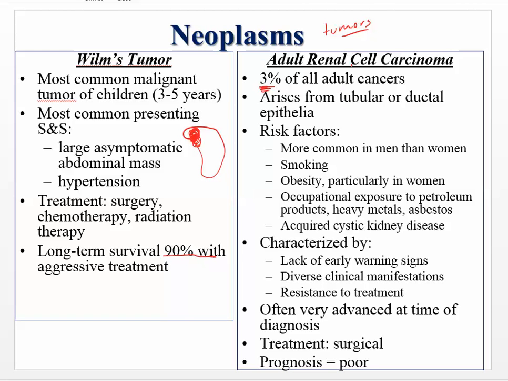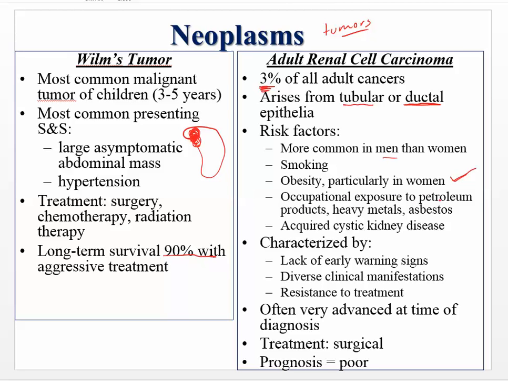Arises from tubular or ductal epithelial. So we're talking about the renal tubules and ducts that are found in the kidney. Risk factors: more common in men than in women. Don't know why. Smoking, obesity, particularly in women. Again, that's just what the data shows as who's getting it.